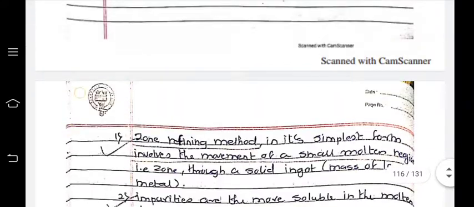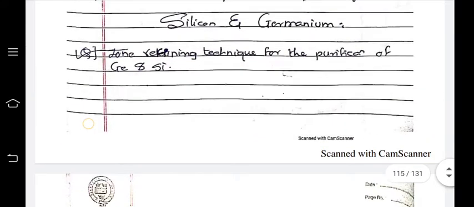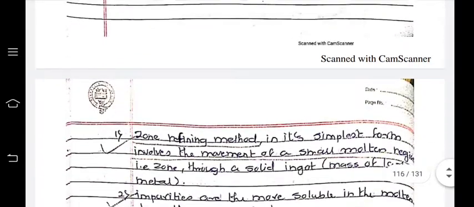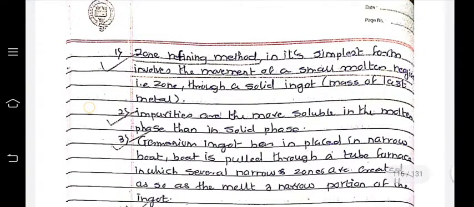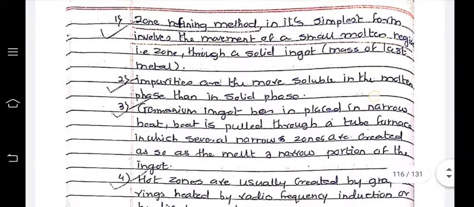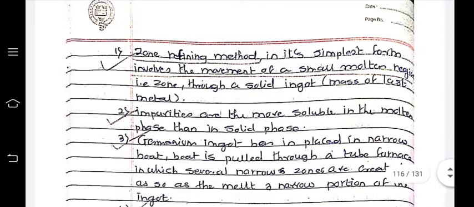Next is the point regarding the techniques for the purification of germanium, selenium and silicon. The zone refining method is most commonly used for the purification and extraction of germanium and silicon. We will discuss these methods in the next lecture.